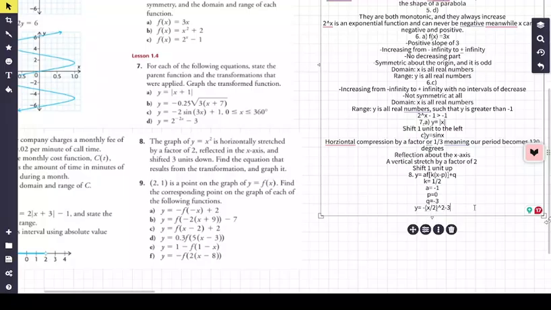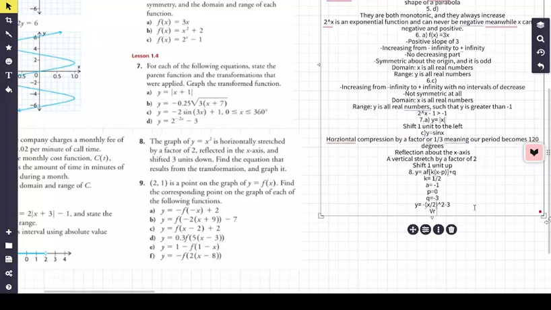Let me give you the vertex, because we don't have any horizontal translation, so our vertex is also still on the y-axis. So the vertex is 0, 0, sorry, negative 3.